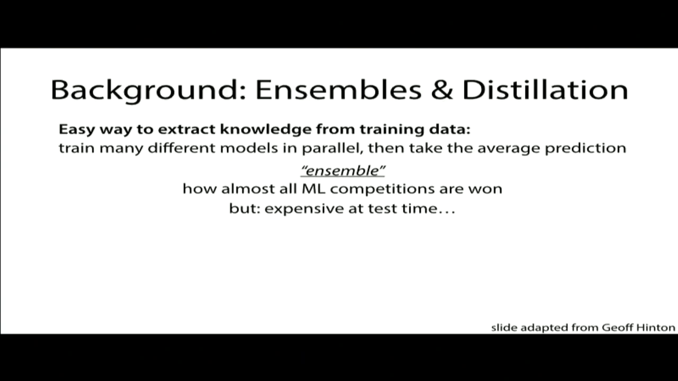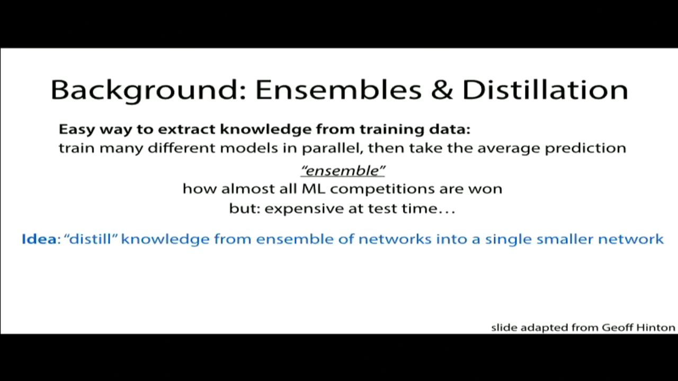The challenge with this is that at test time, because you have many different models and are taking the average prediction, this is very expensive because you actually have to run your input through all of the models in parallel and then take the average prediction, which requires a lot of compute, or a lot of time if you are more limited on compute.